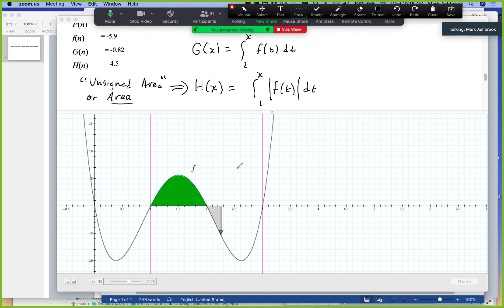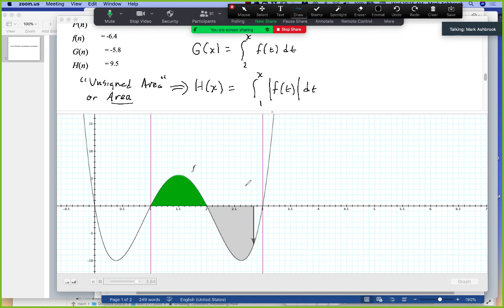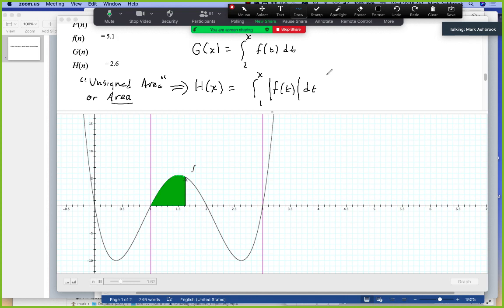Okay, and then there's another way we can do this without absolute value. So how could we possibly do this without absolute value? I want to rewrite this unsigned area function, but I'm not allowed to use absolute value. What will that entail? You can write it as 2 separate integrals. I've got to break this up, right? If I'm going to do it without an absolute value, I've got to break up this region.